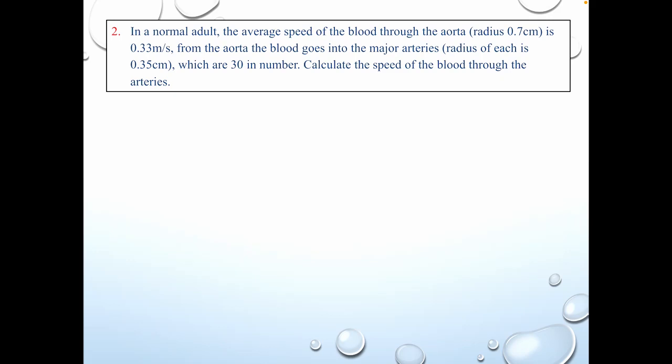In a normal adult, the average speed of the blood through the aorta, radius 0.7 cm, is 0.33 meter per second. From the aorta, the blood goes into the major arteries, radius of each is 0.35 cm, which are 30 in number. Calculate the speed of the blood through the arteries.